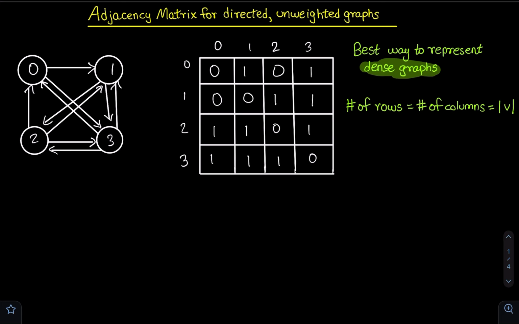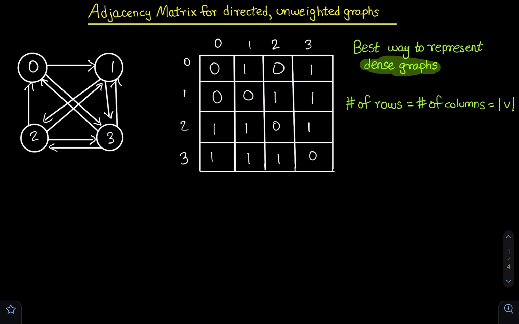And adjacency matrix is the best way to represent dense graphs. Dense graphs, as we have seen before, are graphs which have the number of edges in the order of the number of vertices squared, or basically a graph with a lot of edges. When that's the case, we prefer using adjacency matrix. And we can see here the number of rows and number of columns is equal to the number of vertices.